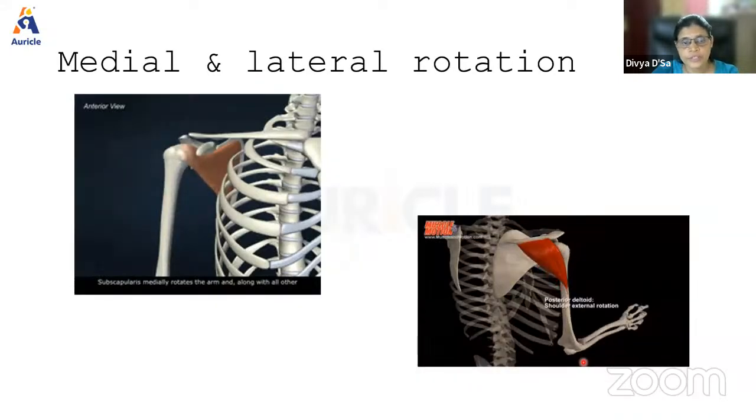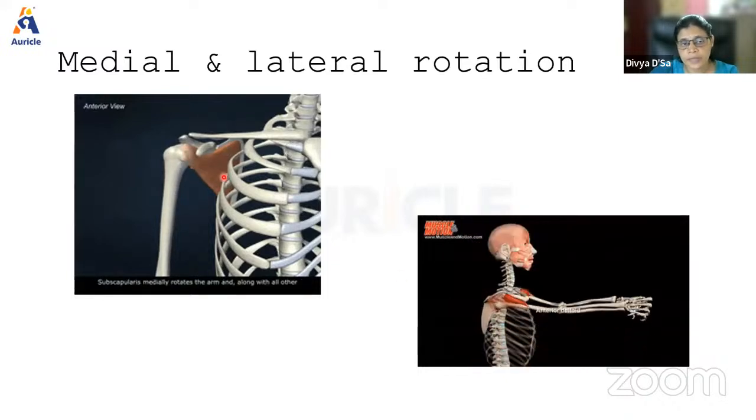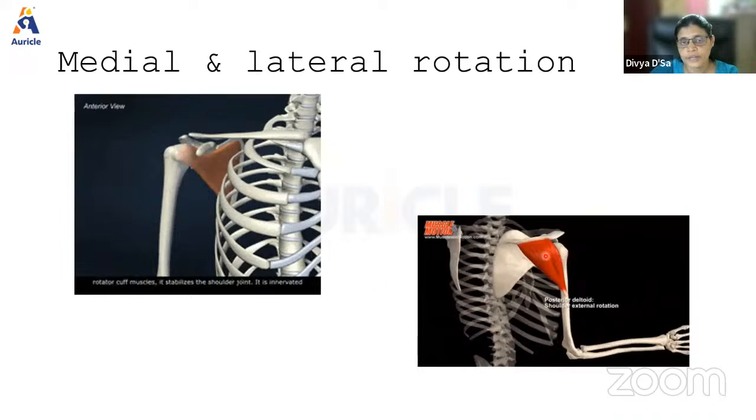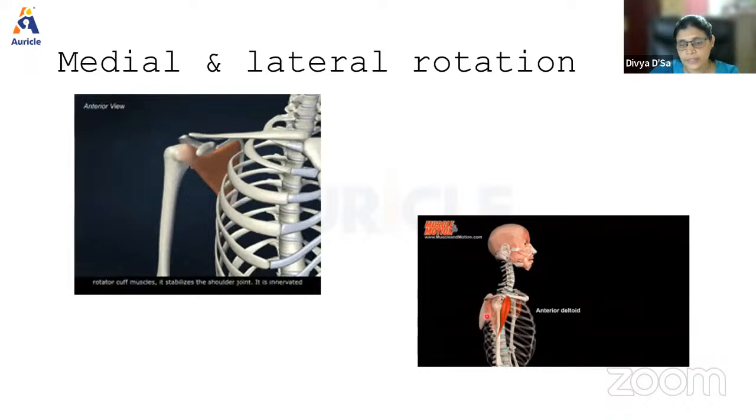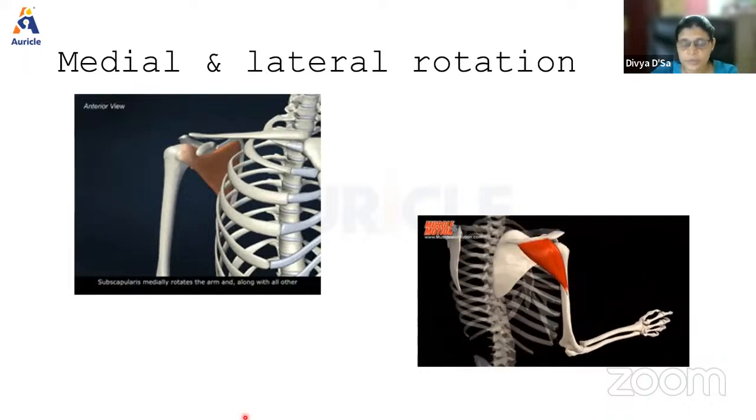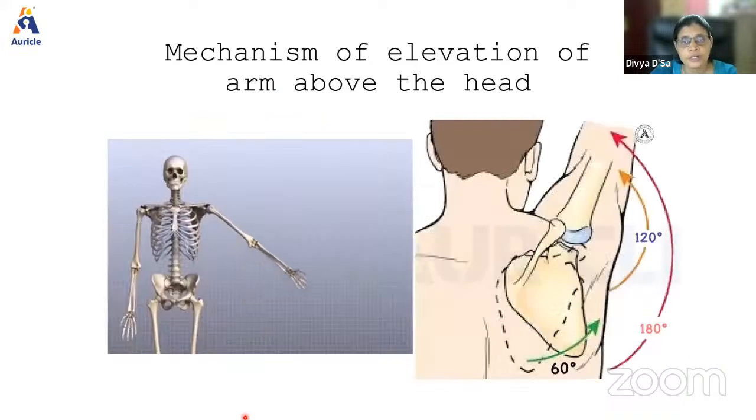Medial and lateral rotation. Medial rotation is brought about by the subscapularis, whereas lateral rotation is by the infraspinatus as well as the posterior fibers of the deltoid. Now, overhead abduction: up to 90 degrees is brought about by the deltoid muscle. Beyond that, the head of the humerus slips a little below, and the movement is brought about by the trapezius.